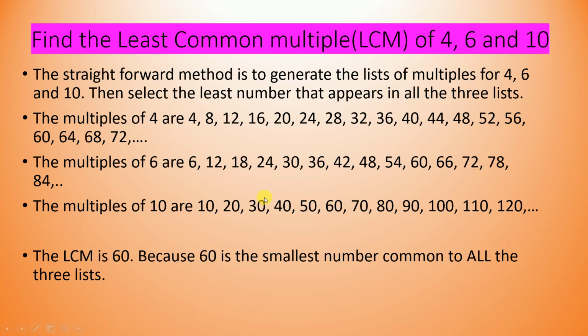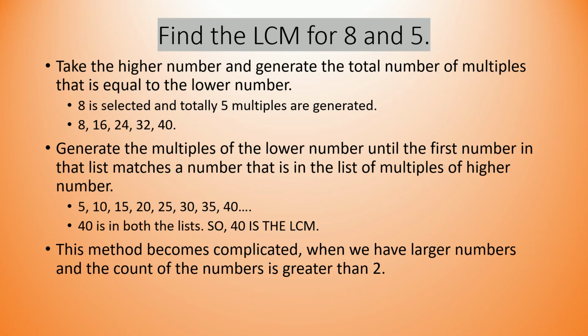So you have to carefully observe the three lists and list out the common multiples. Once you list out the common multiples, the first one will obviously be the least common multiple, okay. But this process is somewhat time consuming, even though it is straightforward and simple. So this is another technique.